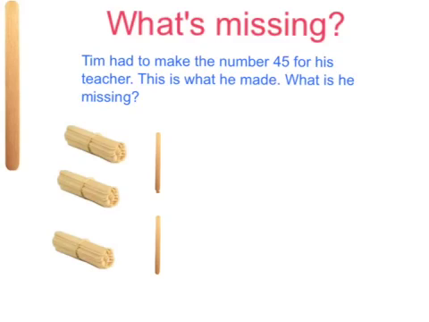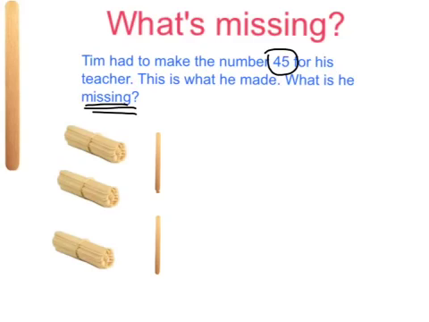Okay, in this problem, we're going to use what we know about bundling sticks and place value to solve this problem. Okay, so the problem is Tim had to make the number 45 for his teacher, obviously using these materials. This is what he made. What is he missing? So let's circle the important information. The number we're after is 45 and something is missing. Okay, so we're going to need to add to it. Let's count what he's got so far.